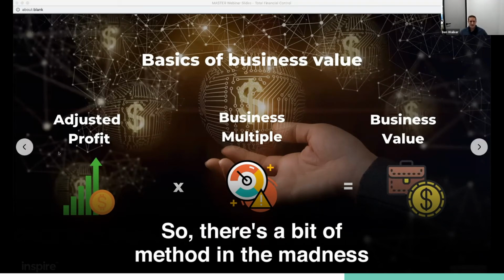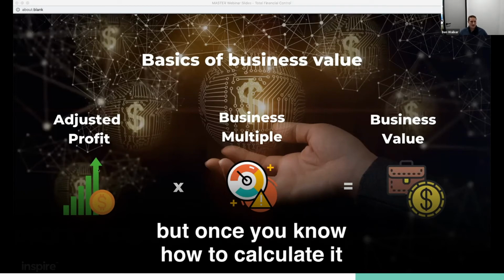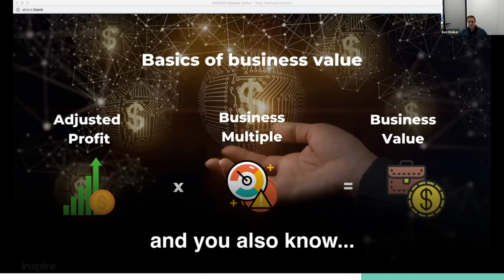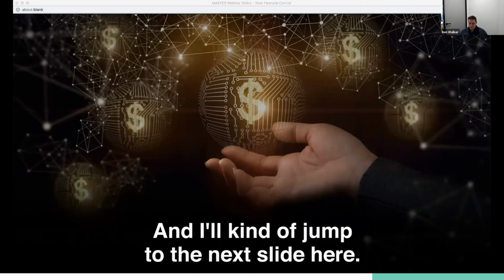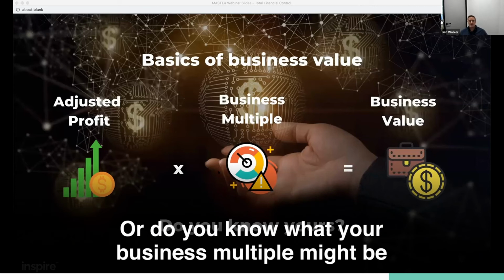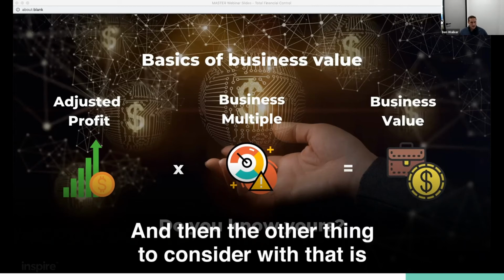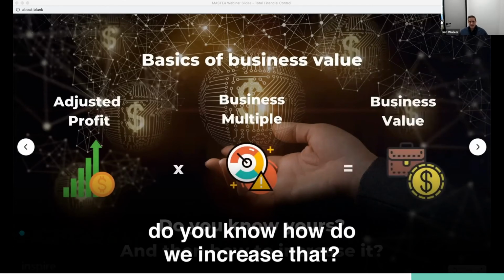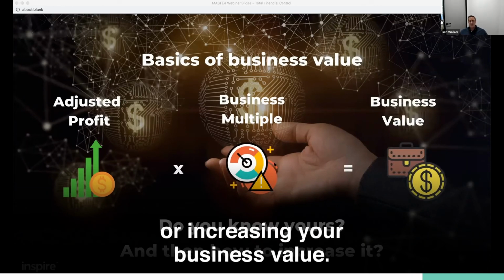So there's a bit of method in the madness to work that out, but once you know how to calculate it, and I'll jump to the next slide here, do you know what your adjusted profit is, or do you know what your business multiple might be, or at least your industry average or benchmark? And then the other thing to consider is, do you know how to increase that? So, increasing your adjusted profit or increasing your business value.